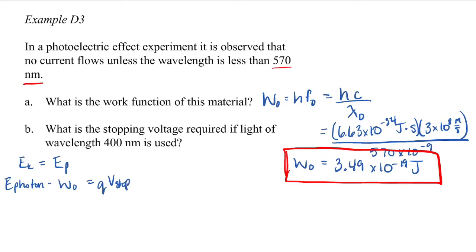How do you get the energy of a photon? hc over lambda here, because we do have the wavelength, not the frequency. We just calculated the work function, so I can just keep that there, and we get q V stop. So we're looking for the stopping voltage, and we do have everything else. We have q, so we can figure this out without much trouble. So I'm going to do that.